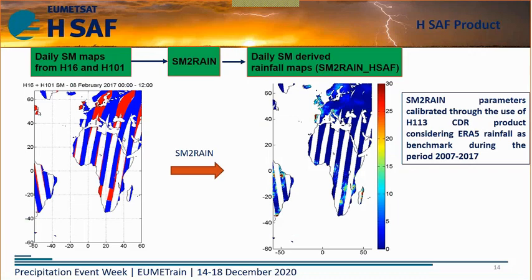And then we can compare these daily soil moisture maps with the soil saturation condition of the previous day, we can apply SSM-derived, and we can obtain some soil moisture-derived rainfall over the study area. The SSM-derived parameters were calibrated through the use of the H113 climate data record product, using ERA5 rainfall as benchmark, by performing a long-term calibration during the period 2007-2017.